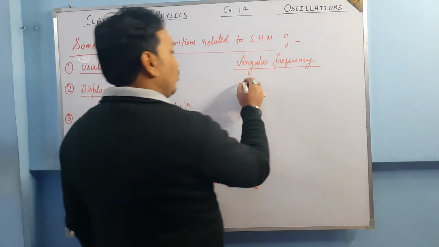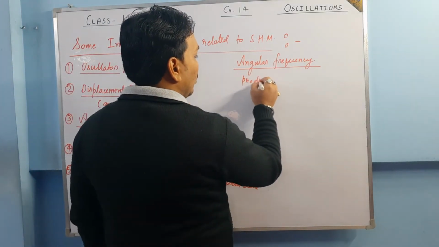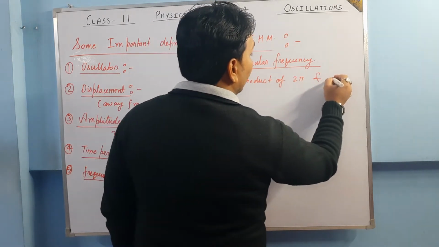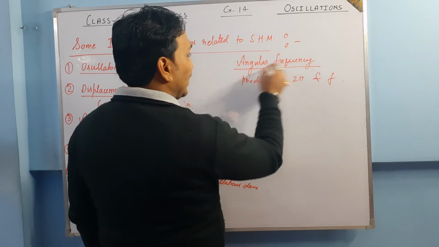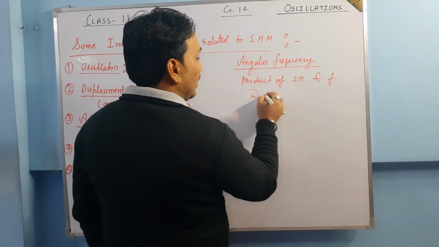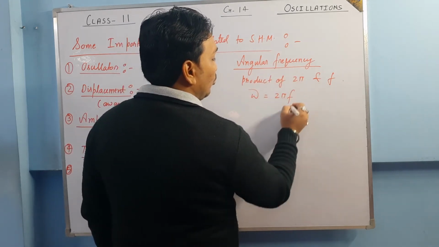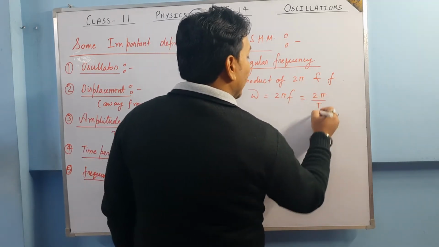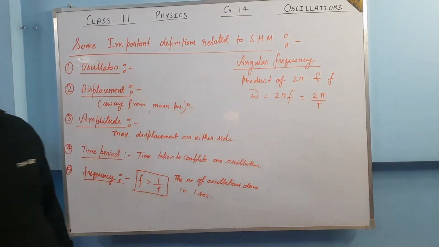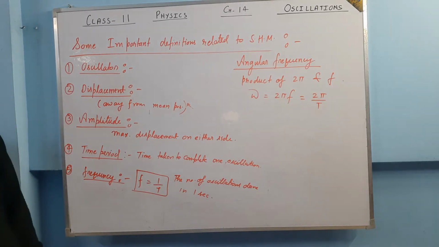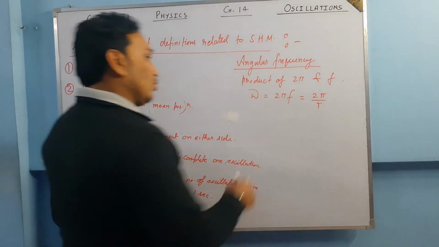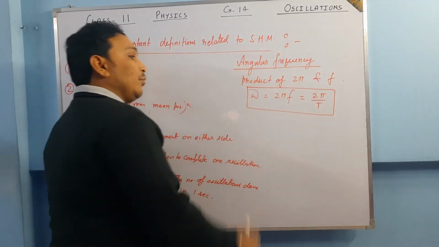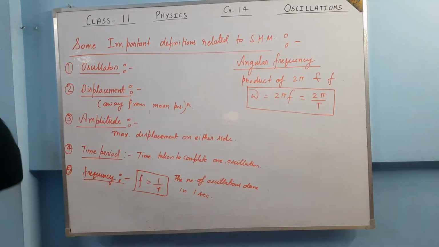It is defined as the product of 2 pi and the frequency. Angular frequency is denoted by omega and it is given by 2 pi f, and f is given by 1 upon T, so we have 2 pi upon capital T also. So this is the relation between omega, frequency and the time period. This relation is very important.